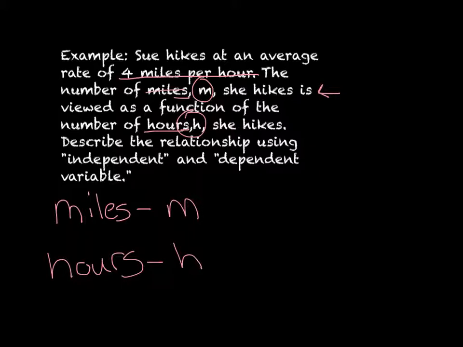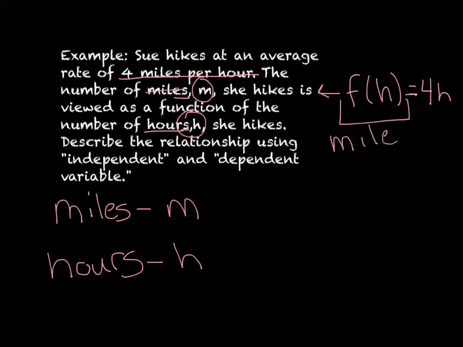So if the number of miles is viewed as a function, and you're really comfortable with function notation, then I could write this: the function of hours is equal to the rate, which is 4, times the number of hours. And this f of h would actually mean miles, because it said miles is viewed as a function of h, and they told us at the very beginning it's 4 miles per hour. If that doesn't make sense to you, then just think about it using plain logic.